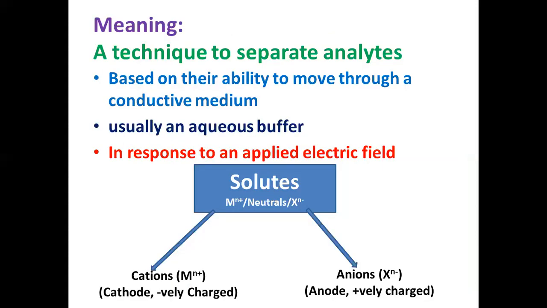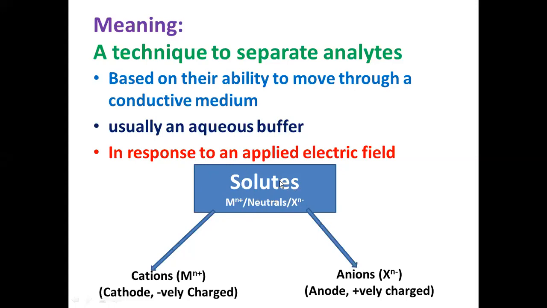First, let me explain the meaning of electrophoresis. As you can see here, this is a separation technique which is used for the separation of solutes containing positively charged species, negatively charged species, and neutrals. Any sample you consider may contain cations or anions or even neutral species which are chargeless. So this technique is equally employed for the separation of not only cations or not only anions, but under specially modified conditions, the neutral species can also be separated. But most commonly, the cations or anions are more easily separated by this technique.